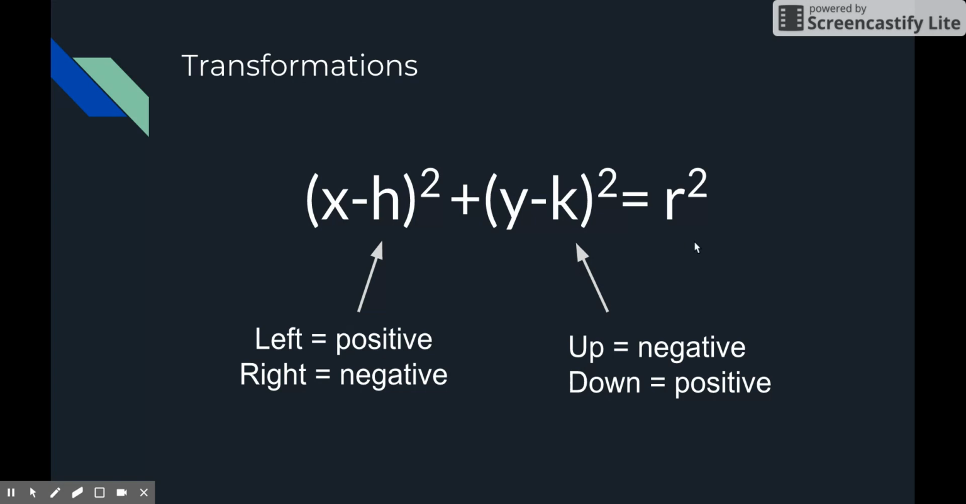If there's a subtraction symbol, then the circle will move up, and if there's an addition symbol, then the circle will move down. Let's use an example. Say you're given the equation (x minus 6) squared plus (y plus 4) squared is equal to 25.